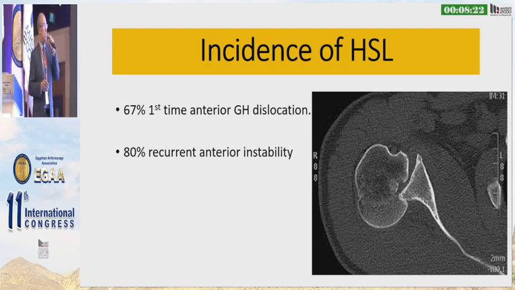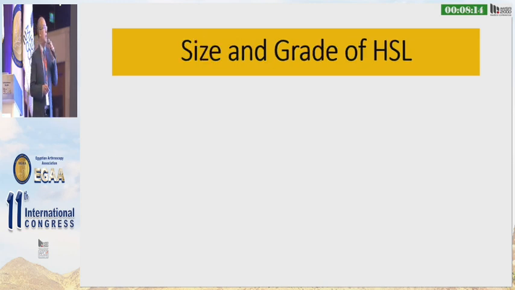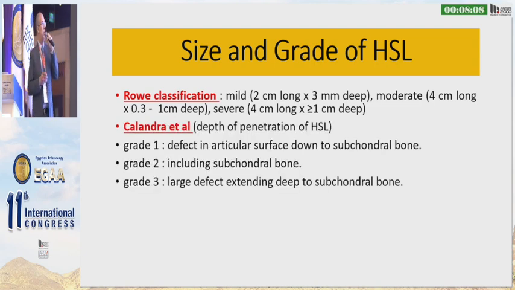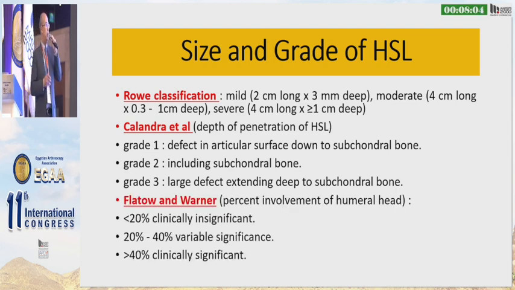It occurs in 67% in the first-time dislocation and reaches up to 80% in recurrent shoulder instability. It can be classified according to the size by Rowe classification. It can be classified according to the depth of penetration by Calandra et al. And it can be classified according to the percentage of involvement of the humeral head by Flatow and Warner.